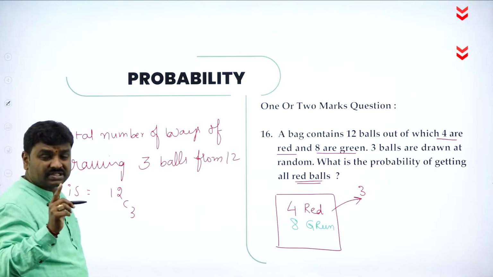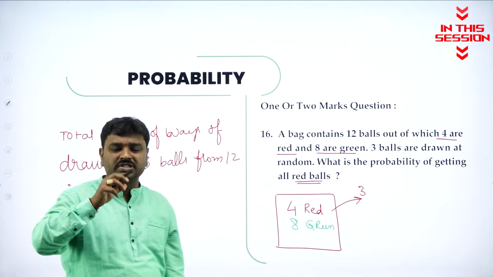Out of 12 balls, 3 balls can be drawn in 12C3 ways. You know nCr.